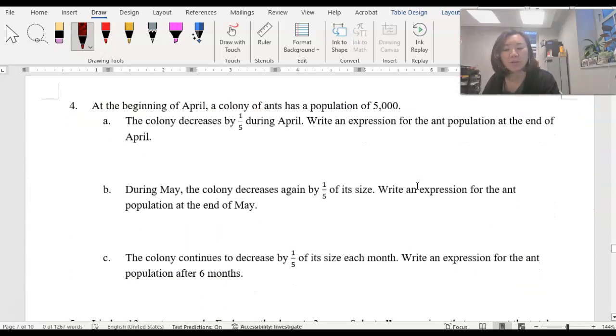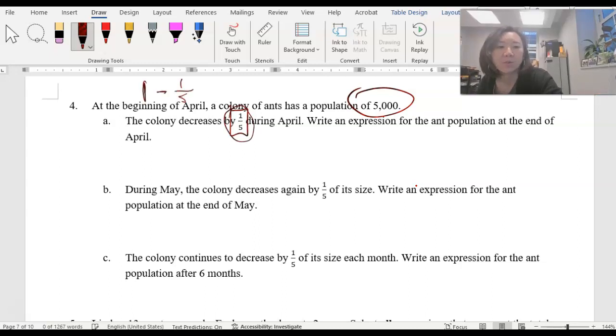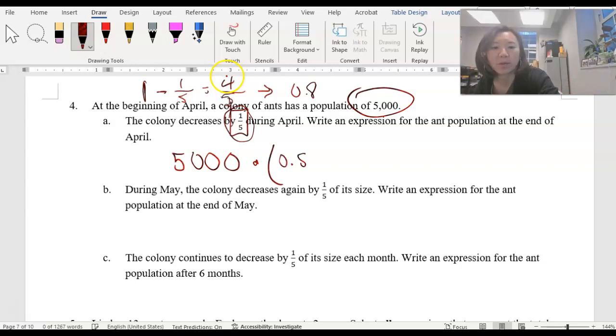All right, number 4, at the beginning of April, a colony of ants has a population of 5,000. That's our starting amount. The colony decreases by 1/5 during April. Write an expression for the ant population at the end of April. So it's decreasing by 1/5. That's the rate. The factor, though, is 1 minus 1/5, which is going to give us 4/5. And if you convert that to a decimal, you'll get 0.8. So we would have 5,000 times our factor of 0.8 to the power of t or x or whatever you want it to be for time.